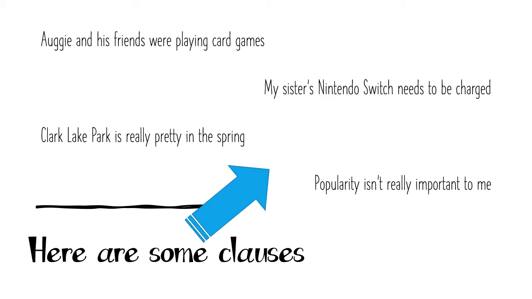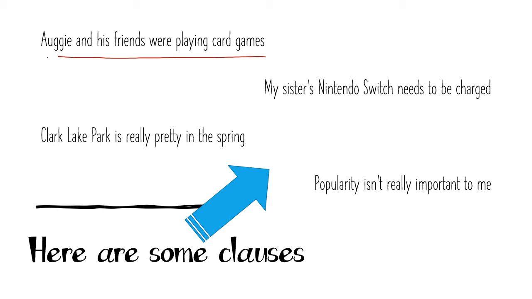All right, so here are some clauses. This first one up here, Augie and his friends were playing card games. That's a clause. Notice I don't have any punctuation at the end, even though you might say, hey, that could be a sentence, and you'd be right. This is just a clause right now because I don't have any punctuation at the end.